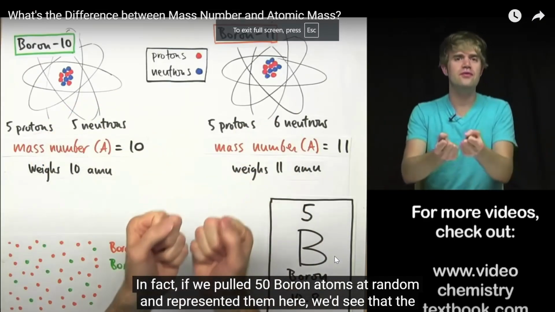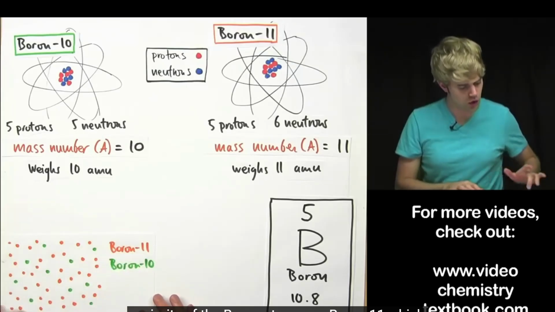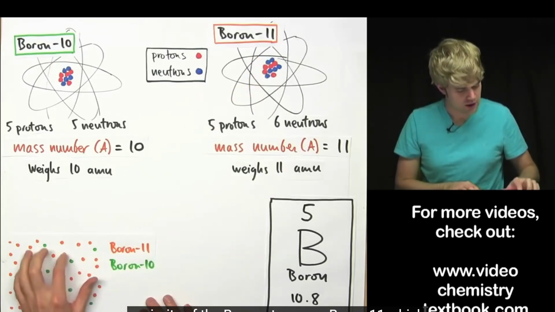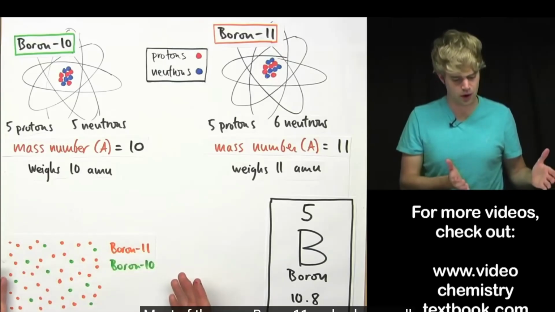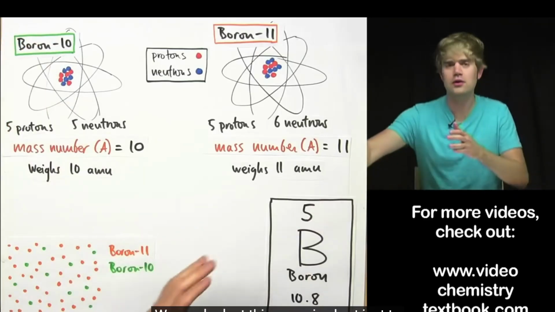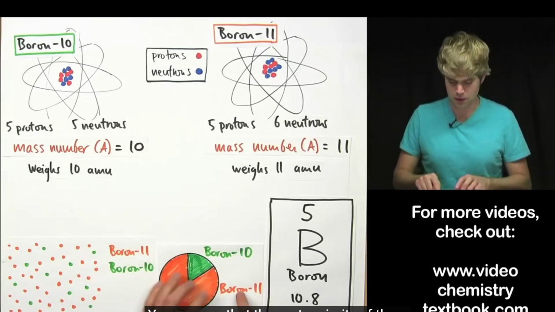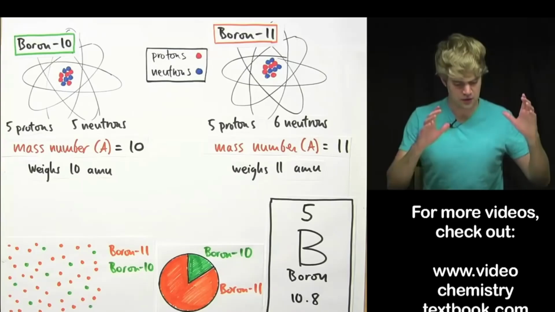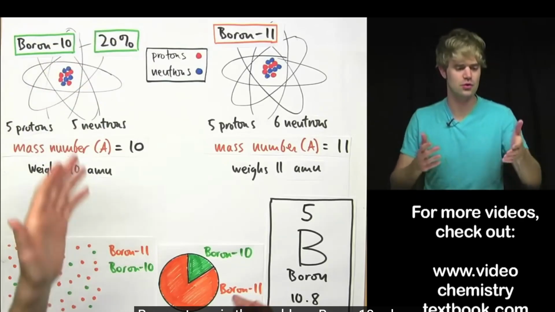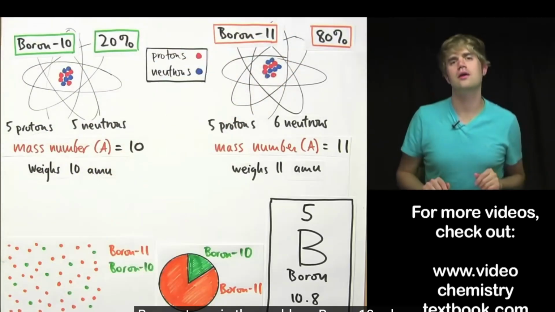We pulled 50 boron atoms at random and represented them here. We'd see that the majority of the boron atoms are boron 11, which I'm indicating with little orange circles here. Okay, most of them are boron 11, and only a small minority of them are boron 10 atoms. We can look at this on a pie chart just to get this point home, and you can see that the vast majority of them are boron 11, with a smaller amount that's boron 10. If you crank through the math here, you'll find out that about 20% of the boron atoms in the world are boron 10, whereas 80% of them are boron 11.